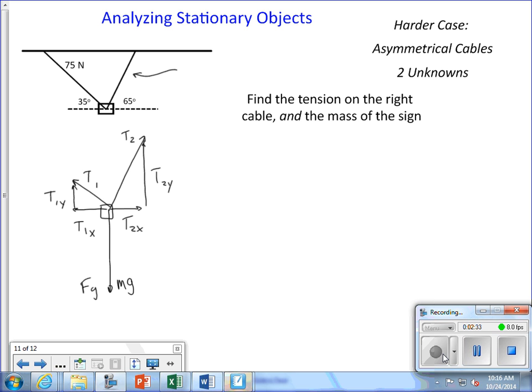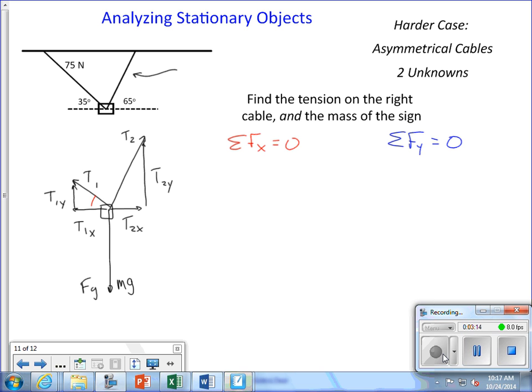Okay, so the two things we're looking for are the mass of the sign and the tension on the right cable. You can start with either of these. Since you don't know the mass of the sign, there's no way to know the weight. And since you don't know the tension on the right cable, there's no way to know T2y. So in the y direction right now there are two unknowns. In the x direction, however, there are only two forces, one of which we know everything about. We know everything about T1.